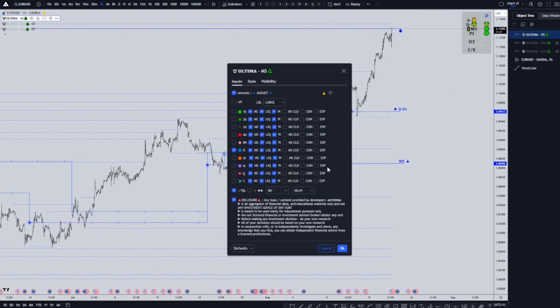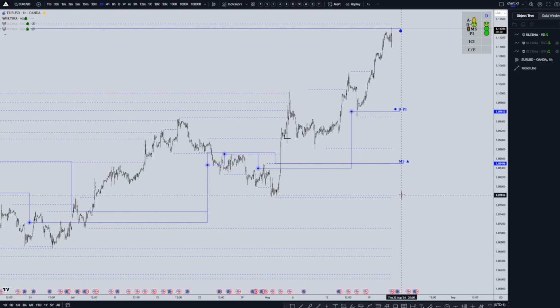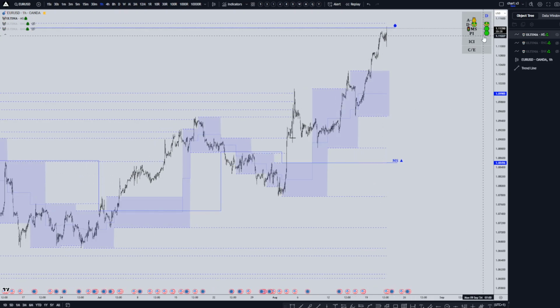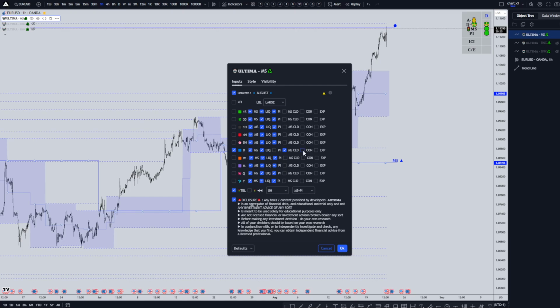So let's cover quickly ConX, which is contraction expansion, this one in the table, CE. So contraction expansion is basically, again, let's get rid of power index, and we can leave the rest of it. For this we need the market structure cloud. Contraction expansion highlights the market structure cloud when we have either contraction or expansion in market structure. So first let's cover contraction.